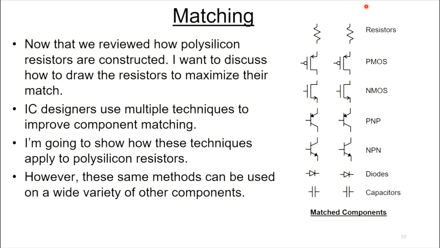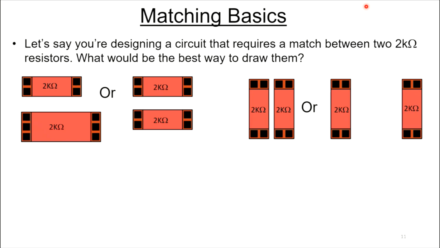Now that we've reviewed how poly resistors are constructed, I want to discuss how to draw the resistors to maximize their match. IC designers and layout designers use multiple techniques to improve component matching. And I'm going to show how these techniques apply to polysilicon resistors. However, these same methods can be used for a wide variety of other components. So let's say you're designing a circuit that requires the match between two 2K resistors. What would be the best way to draw them?